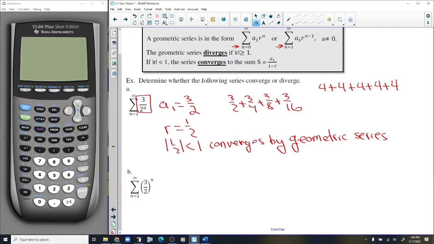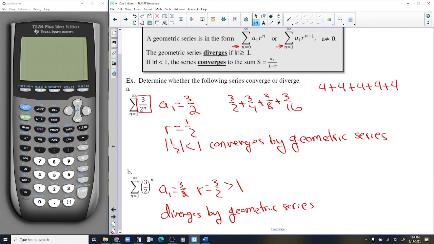Now here's the difference. Here's the r is actually 3 halves here. So a sub 1 is 3 halves. And in this particular case, because everything's in parentheses, the r is 3 halves, which is greater than 1. So diverges by geometric series.